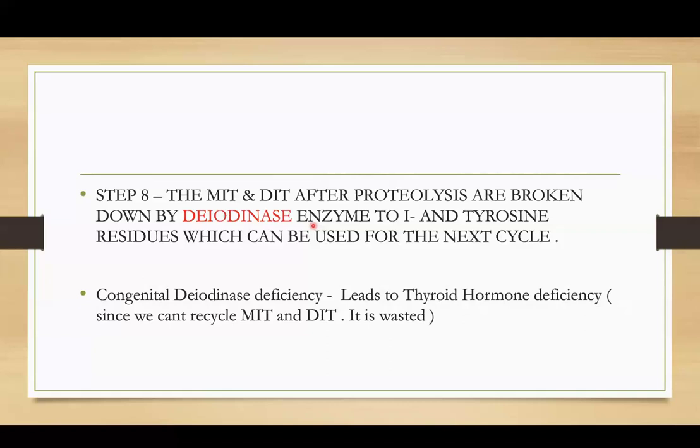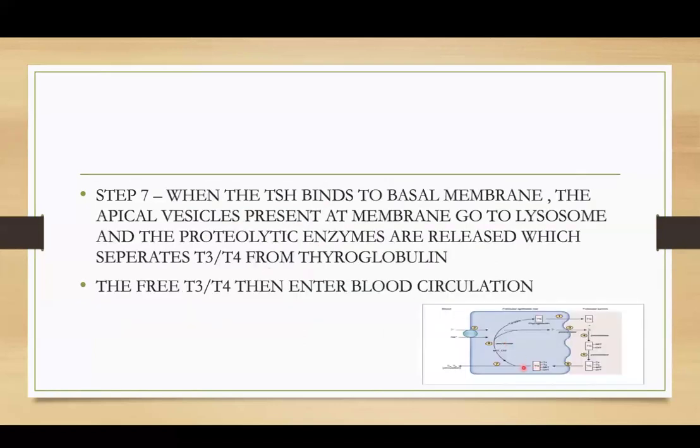And again, this makes sense because MIT is monoiodotyrosine, which is one iodine connected to one tyrosine. So deiodinase is going to remove the iodine and basically recycle it. The same for DIT, diiodotyrosine, it's going to remove two iodines and then recycle them. And that's exactly what it does. It's recycling. And you can see here, MIT and DIT are recycled by deiodinase.